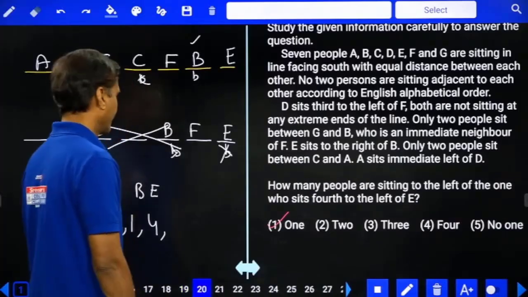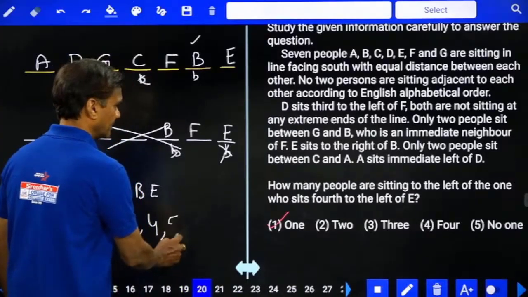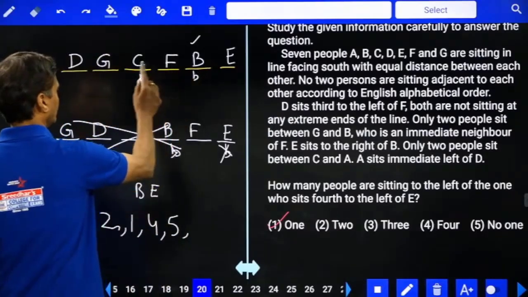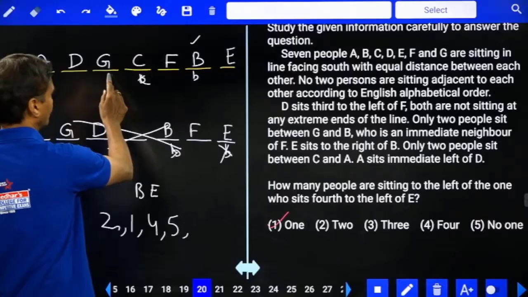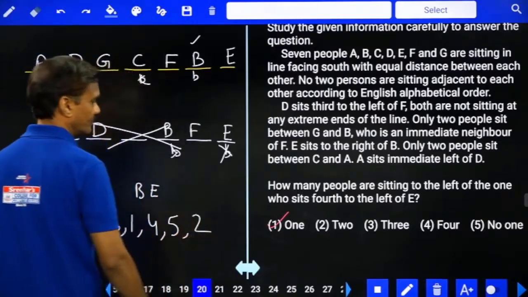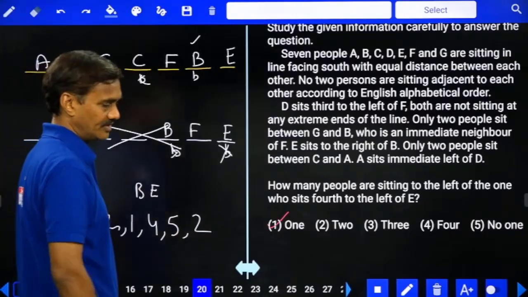Then the 20th. How many people are sitting to the left of the one who sits 4th to the left of E? 1, 2, 3, 4, G. G is 4th to the left of E. There are 2 persons to the left hand side, 2. And 2, 1, 4, 5, 2 are the choices.